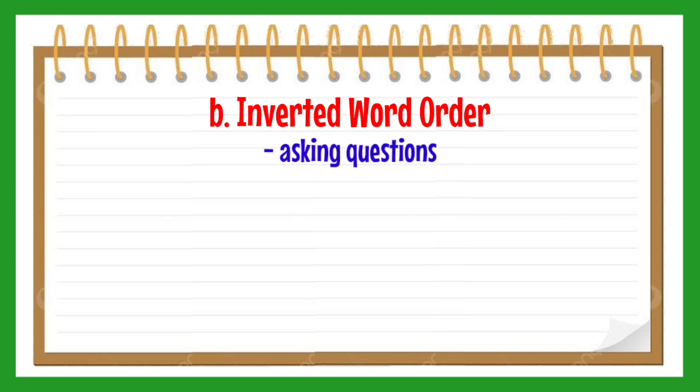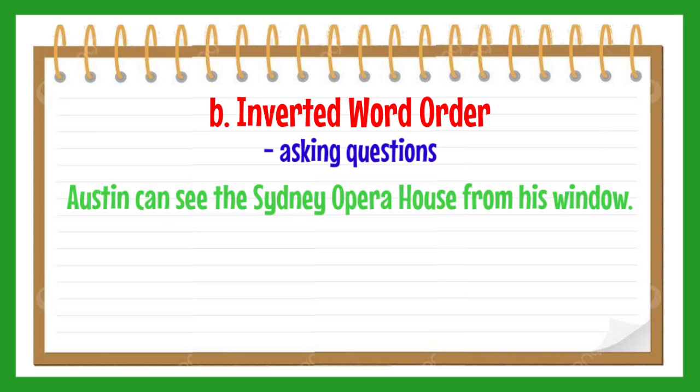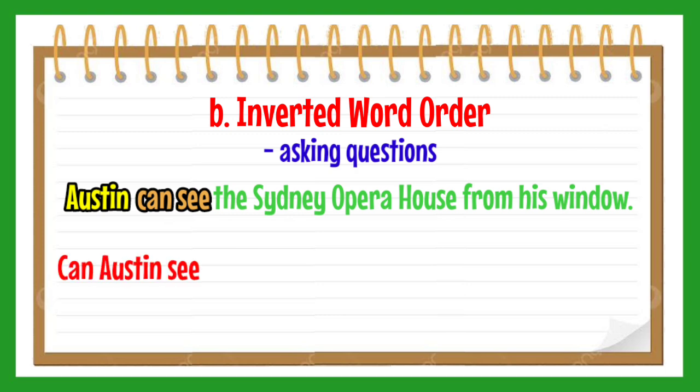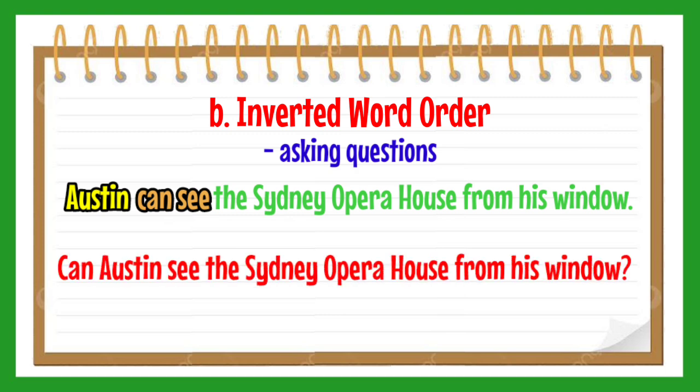Clear? Another instance wherein you can use the inverted word order is when asking questions. Let us have a sentence with a normal word order first. Austin can see the Sydney Opera House from his window. In this sentence, the subject, which is Austin, comes before the verb can see. Now, what about its inverted or question form? It is, can Austin see the Sydney Opera House from his window? In this sentence, the part of the verb, which is can, comes before the subject Austin, followed by the main verb see, and then the rest of the words.